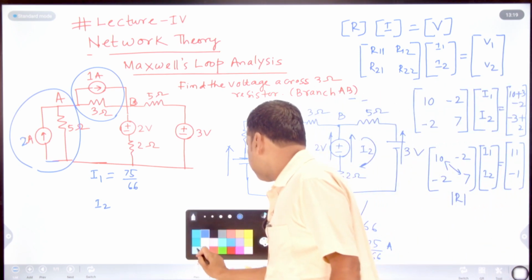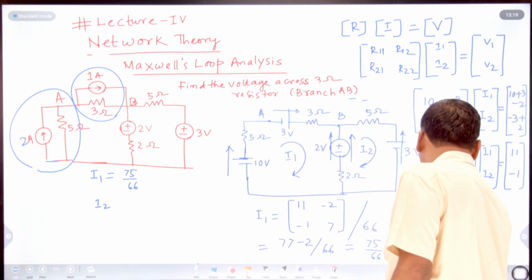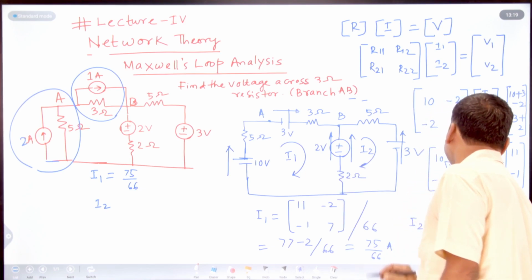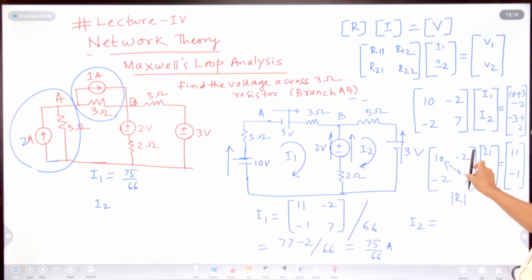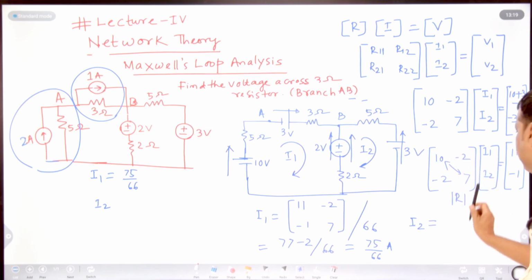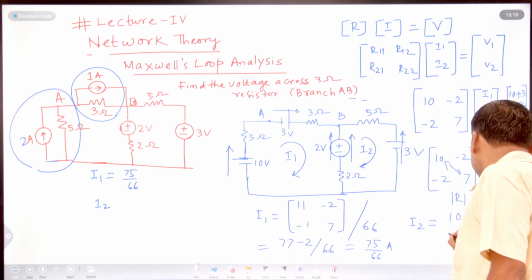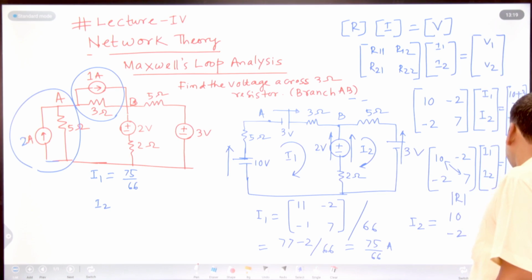I2, by using Cramer's rule. Using Cramer's rule, you replace the second column, that is 10, minus 2, then 11, minus 1, divided by this resistance R.